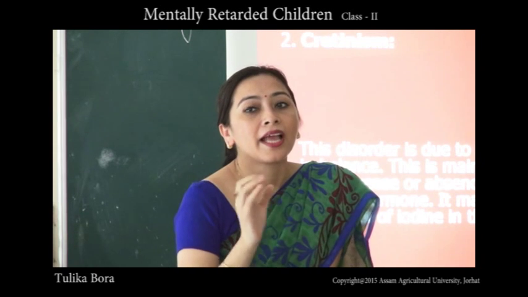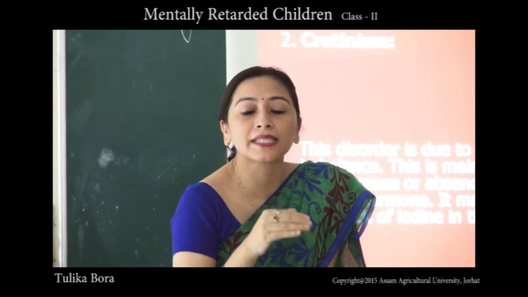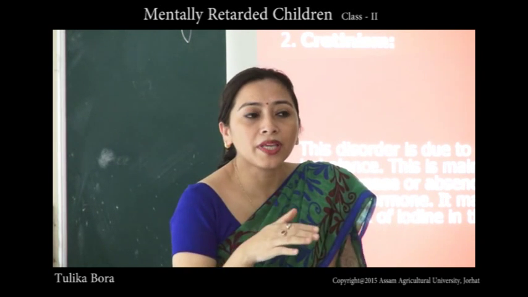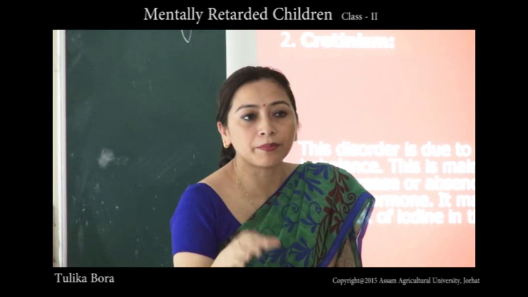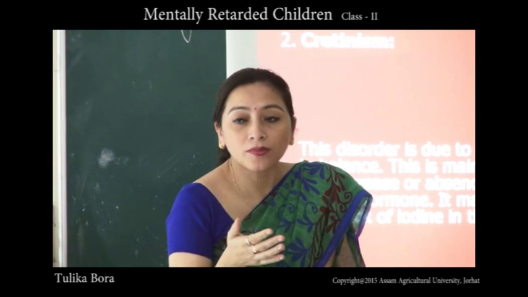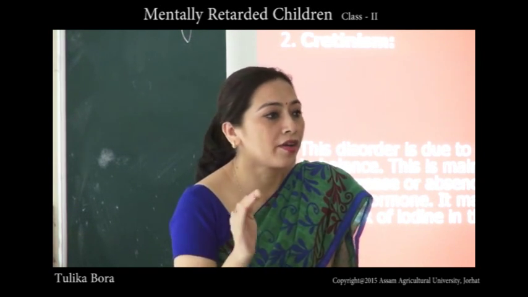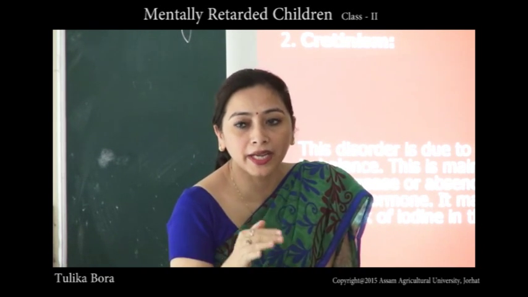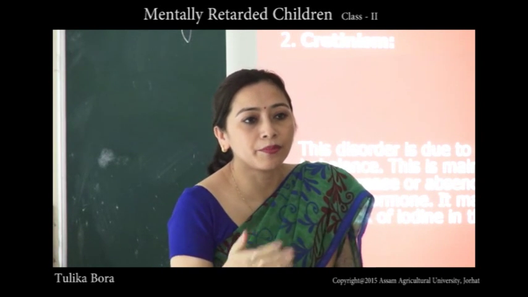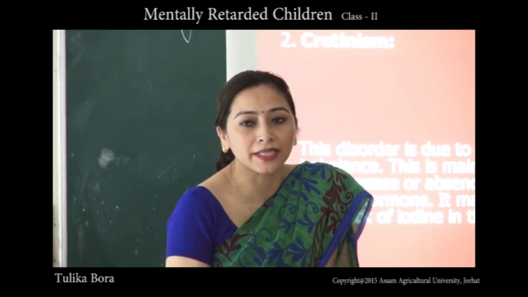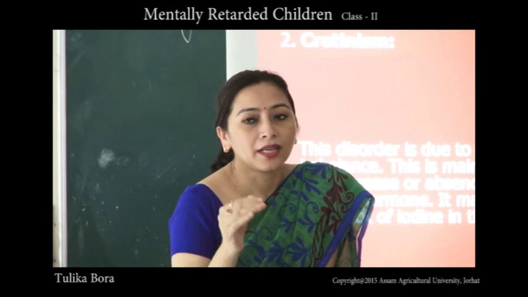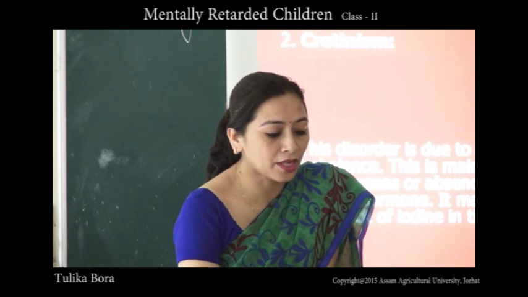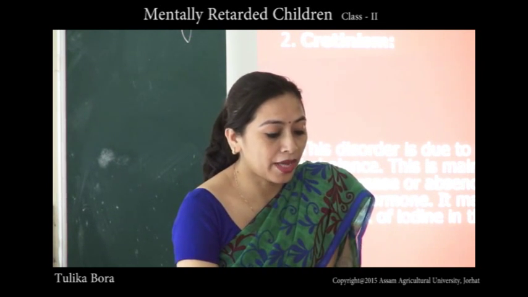If cretinism is detected at an early age, we can't say that it can be corrected, but by nutritional counseling, by giving thyroid rich food, at least the extent can be a little bit improved or decreased, isn't it? So if it is severe, then it can be decreased a little bit more. So this is about the absence of thyroid, endocrine imbalance.